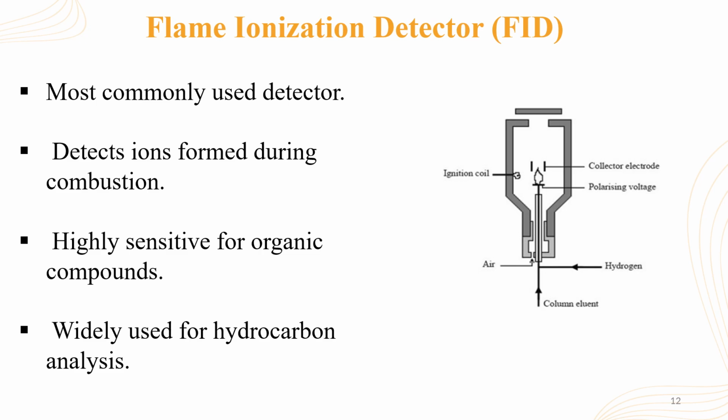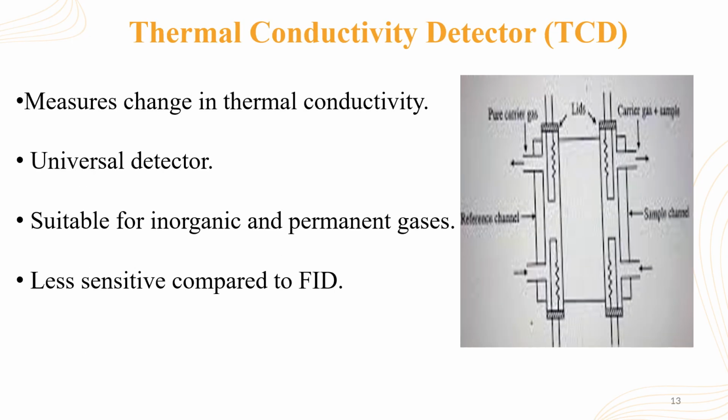It detects ions formed during combustion when organic compounds are burned in the flame. Ions are produced and measured as electrical signals. FID is highly sensitive for organic compounds and hydrocarbons, therefore, it is widely used in hydrocarbon analysis. Thermal conductivity detector measures the change in thermal conductivity. It is called a universal detector because it can detect many compounds. It is suitable for inorganic and permanent gases. However, compared to FID, it is less sensitive.